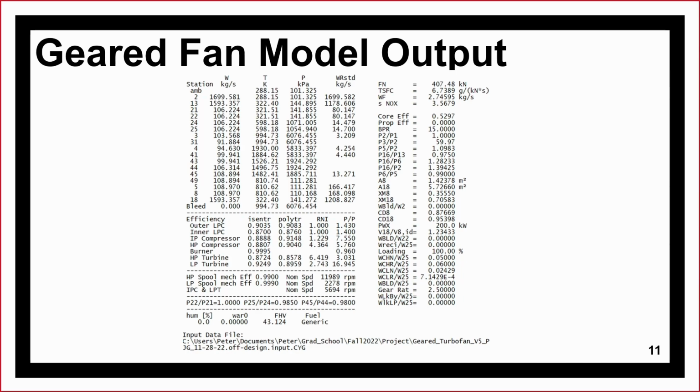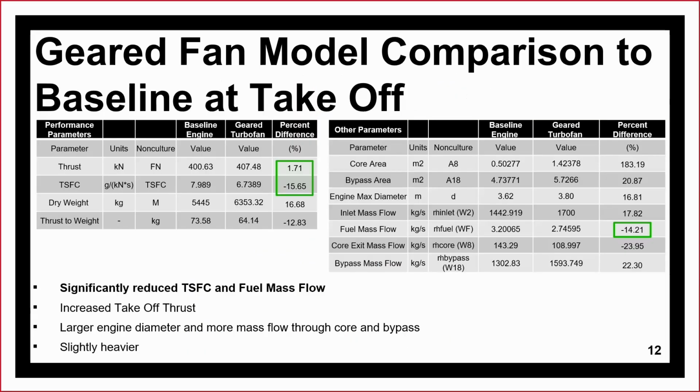The HP compressor, burner, and HP turbine from the baseline engine were all retained. A major benefit of the new geared turbofan model over the baseline engine is a significant reduction in thrust-specific fuel consumption and fuel mass flow. Fuel mass flow is reduced by more than 14%, and thrust-specific fuel consumption is reduced by more than 15%. Takeoff thrust is also slightly improved by almost 2%.